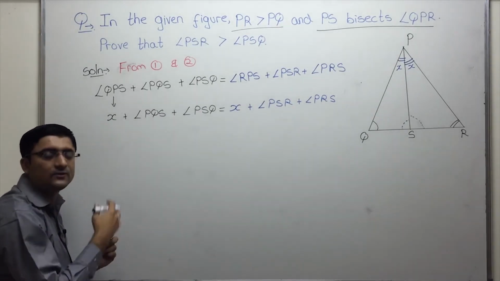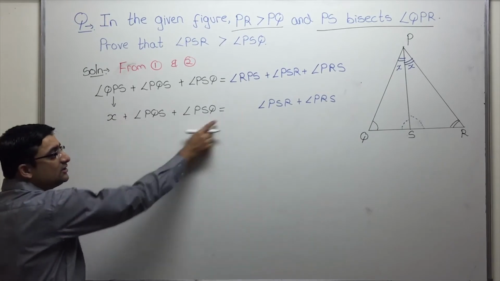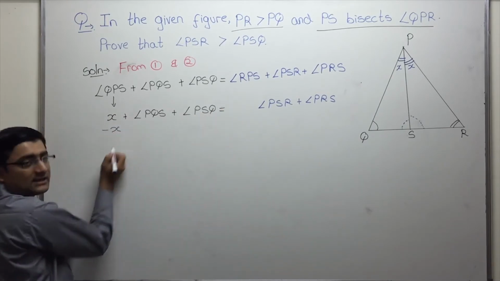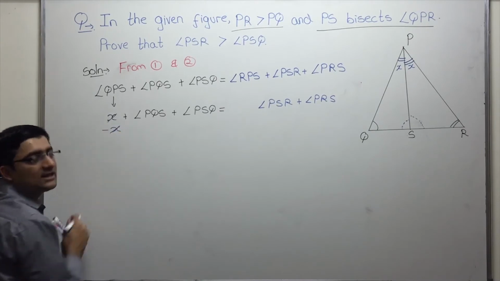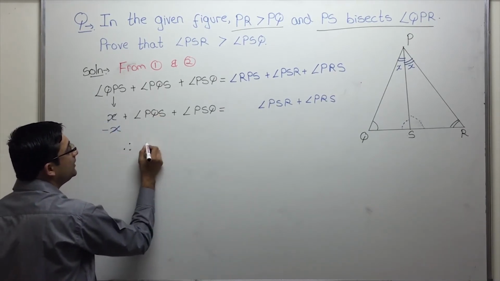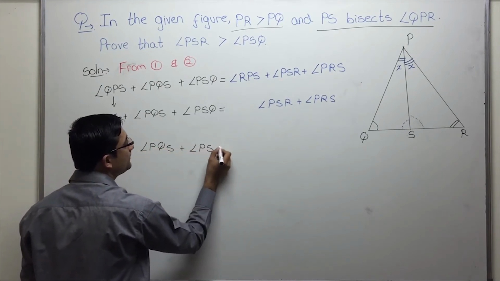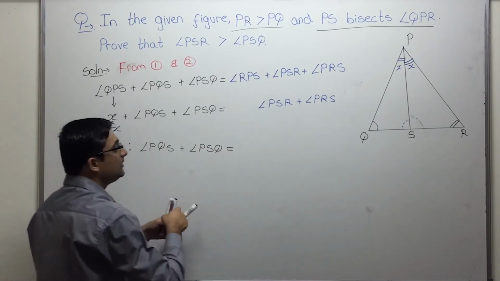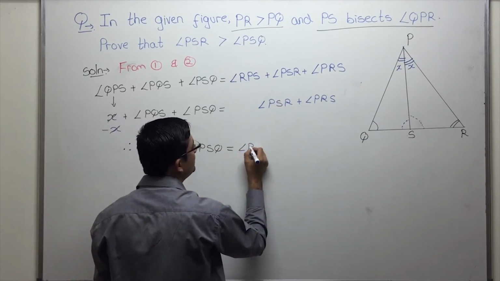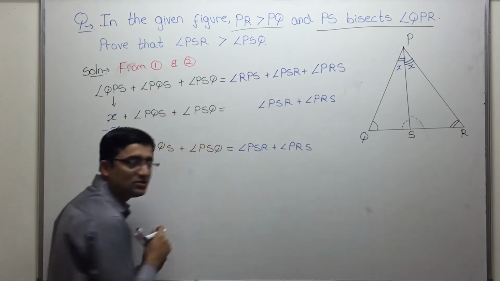So this cancels out. In case this is not clear, let's say I remove the X from here and bring it over here. So plus X will become minus X. Right? So X minus X cancels out. So what do we get? Therefore, angle PQS plus angle PSQ is equal to angle PSR plus angle PRS. Right? This over here is the equation.